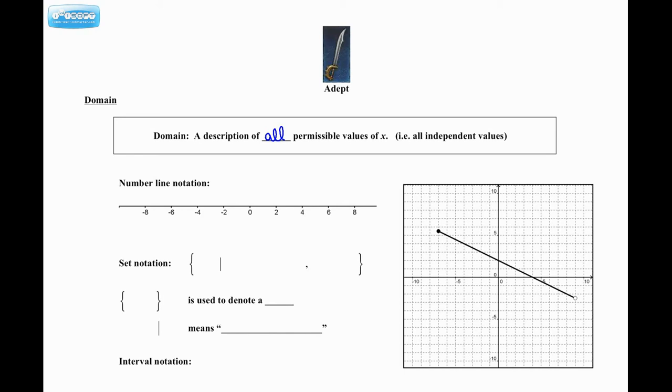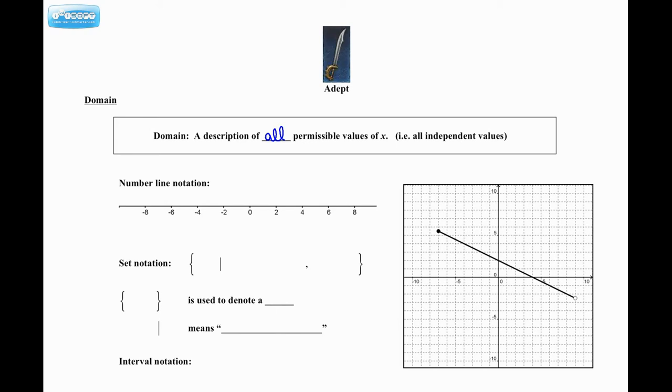So if I have a graph or an equation or some way of expressing a relation, the domain is simply a description of all of the possible x values that you are allowed to use. Okay? And there's different ways of describing this. So this is not something that you have to calculate. There's no magic formula for finding the domain.